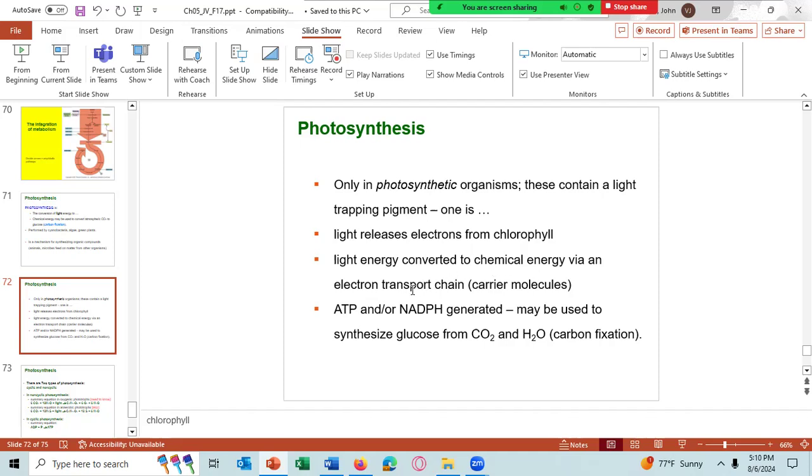And how that is done is with an electron transport chain using, once again, carrier molecules. ATP and NADPH are always generated in photosynthesis, but ATP and NADPH may be used up, meaning degraded, to make glucose. And glucose will be made from CO2 and water. This process of making glucose is called carbon fixation. Any question about any of that?